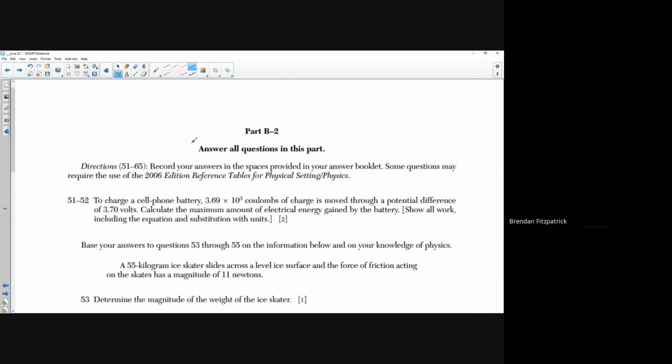To charge a cell phone battery, that many coulombs of charge is moved through a potential difference of that one, calculate the maximum amount of energy. So remember, you got to be showing all your work with the equation, substitution with units. So I'll be doing all that. The voltage is equal to the work divided by the charge. So the potential difference was 3.7 volts. That has to equal a certain amount of electrical energy when we had that many coulombs, 3.69 times 10 to the third coulombs. So now I'm going to solve for W by just doing the multiplication of those numbers.